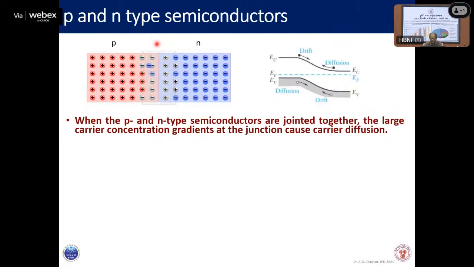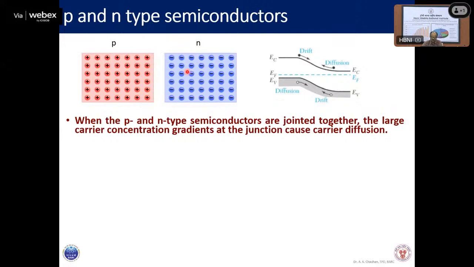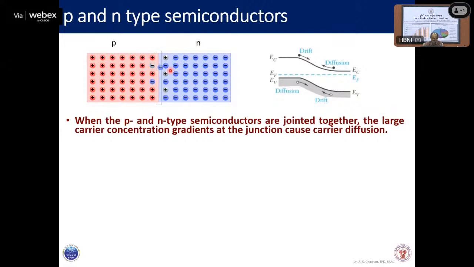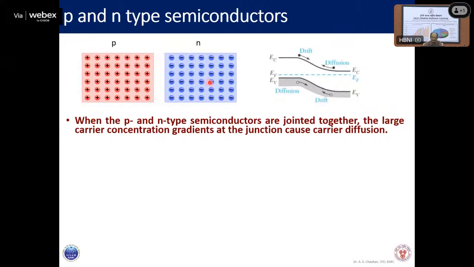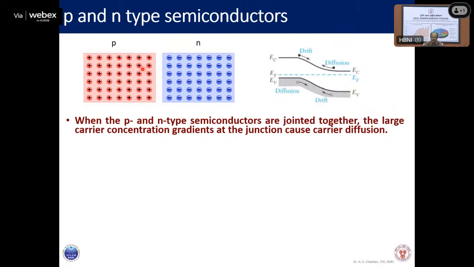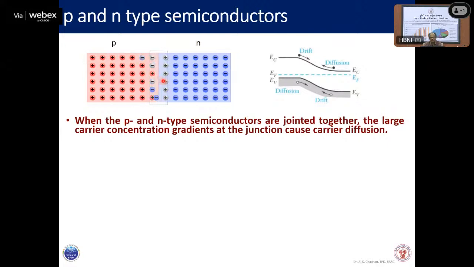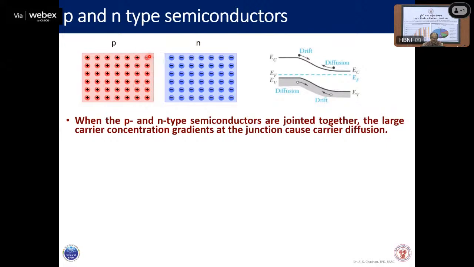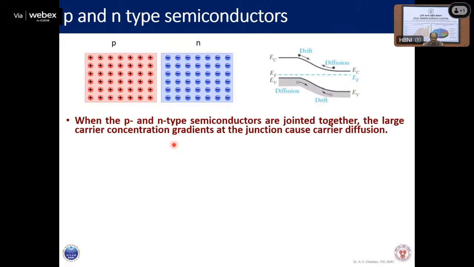So which current will we call it? It is diffusion current, because on this side there are more electrons and on this side the concentration of holes is more. So electrons will move from higher concentration to lower concentration. So this will be called the diffusion current, and this diffusion current will keep on continuing until there is another process which takes place which actually stops it.